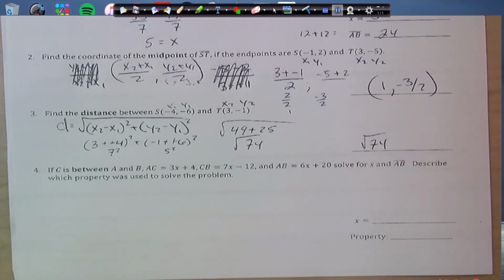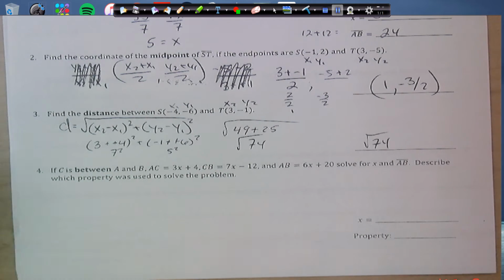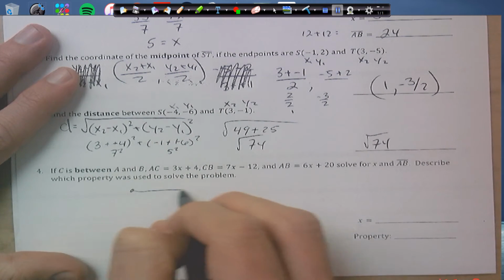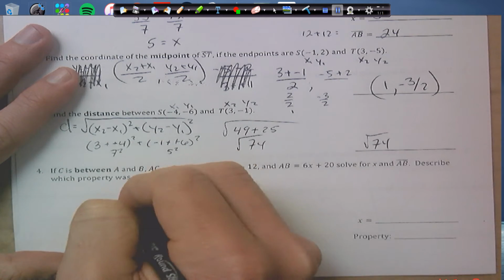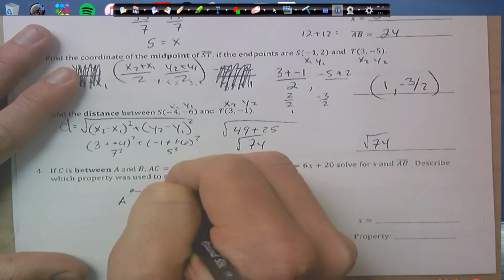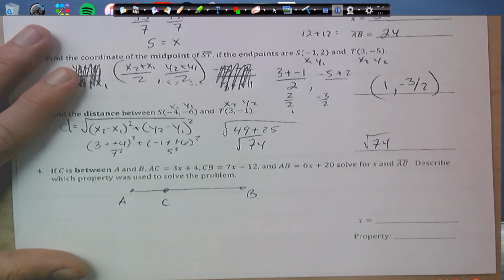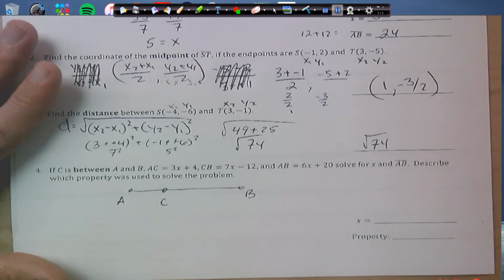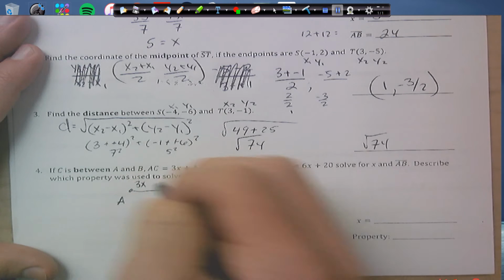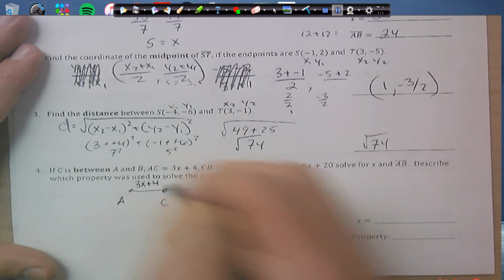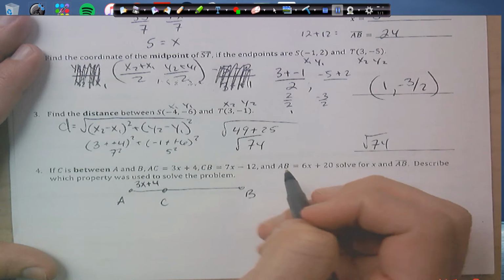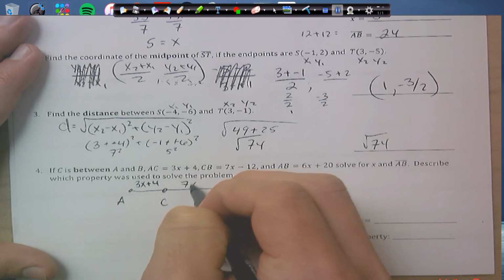Okay, number 4, it says C is between A and B. So if we're going to draw a picture here, I always recommend A, B, C could be right here. If C is between, doesn't mean it's in the middle. So we can't assume that it's in the middle. It could be, but it doesn't mean it is. Okay, and most likely if I'm using the word between, then it's probably not.